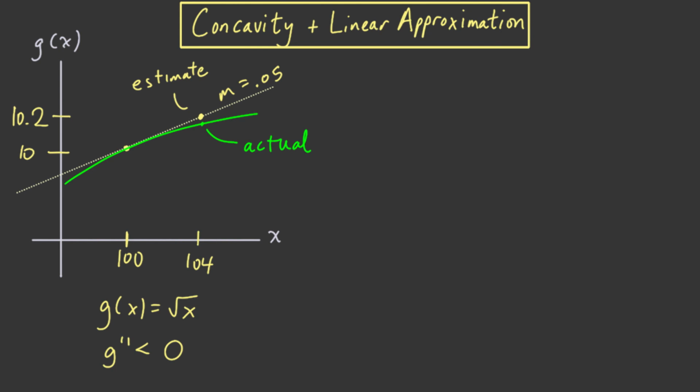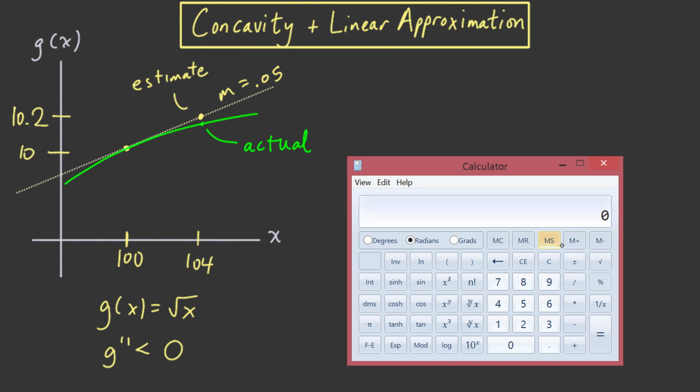So in fact, let's pull out our calculator here. If we take the square root of 104, we're going to get 10.198. So very close to 10.2, which was our approximation, and it's just a little bit lower than our approximation, as we predicted.